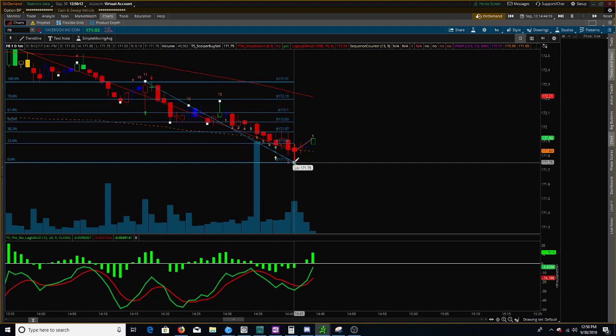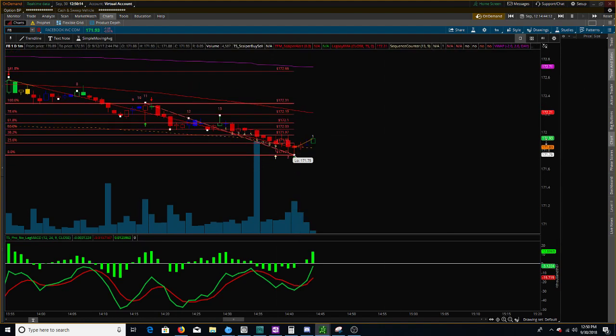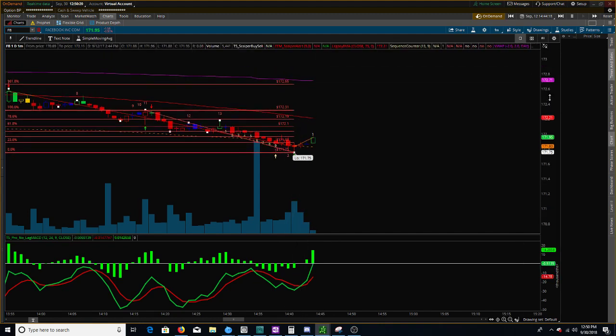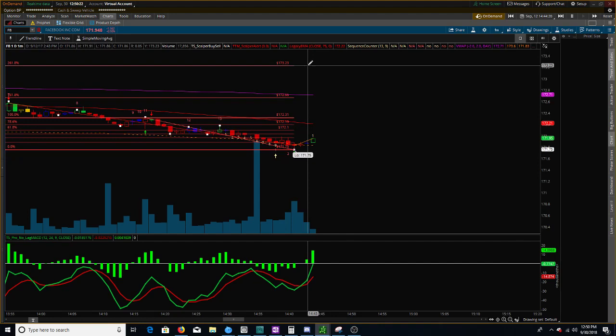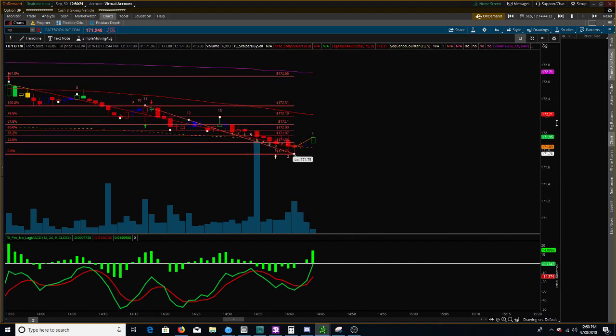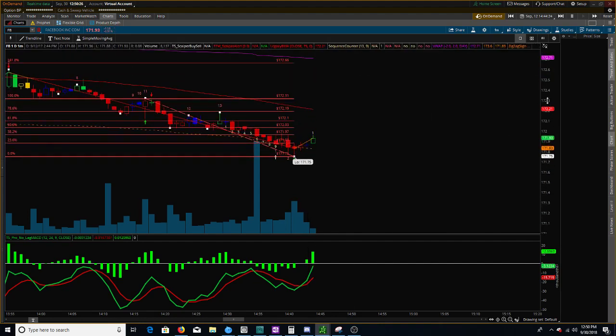And what does that tell me? I am looking for 172.66. That's going to be my main target, where I'll probably unload most. And if it goes well beyond that, I'll go to 173.23. So let's see what happens. Now that I've got my targets, let's fast forward and see what happens.